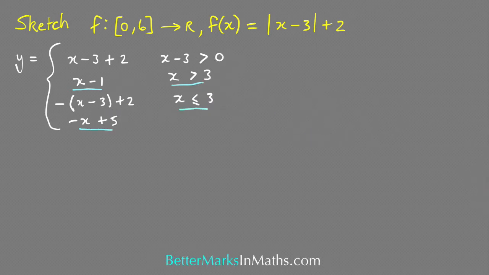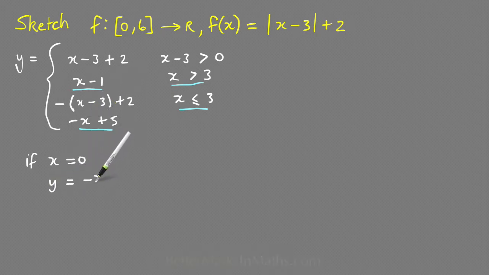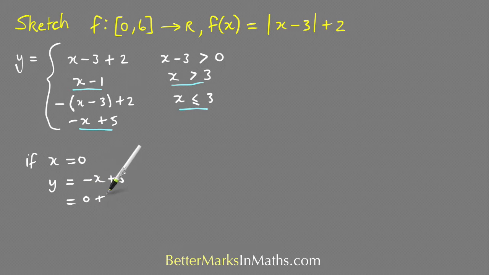Now, the quick and easy way of sketching it is to start with x equals 0. So if x equals 0, then you would sub it into this function here because you want x values less than or equal to 3. So subbing x equals 0 in here, I'll just do the steps. y equals minus x plus 5, so equals 0 plus 5, which equals 5. Therefore, you end up with the point (0, 5).